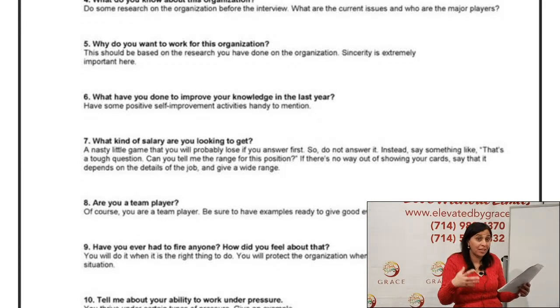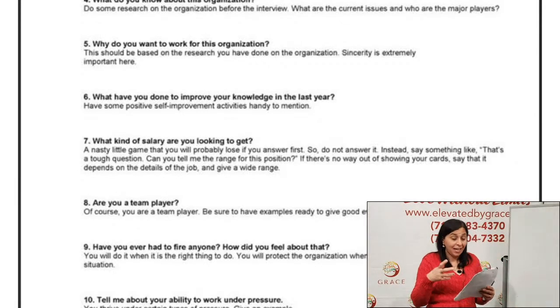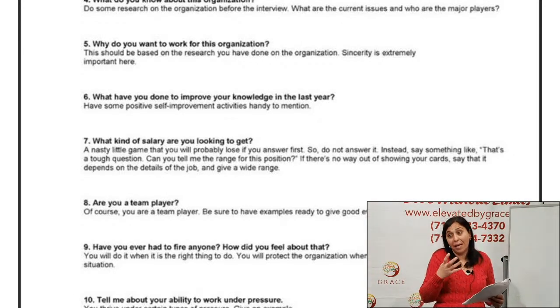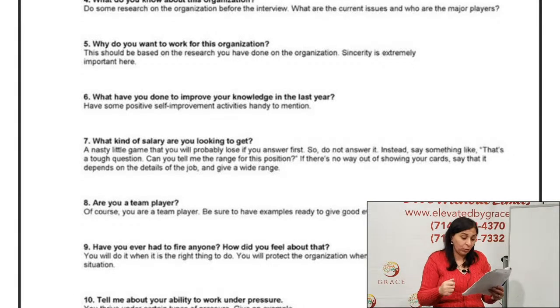What have you done to improve your knowledge in the last year? عملت إيه السنة اللي فاتت عشان تحسن معرفتك أو معلوماتك؟ Have some positive self-improvement activities handy to mention. Handy يعني ready. خلي بعض الاكتيفيتيز اللي تكون خاصة بيك انت عملتها في شغلك القديم أو شغلك اللي انت فيه دلوقتي تكون ready ان انت تقولها وترد عليه.